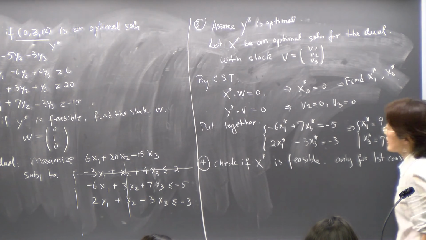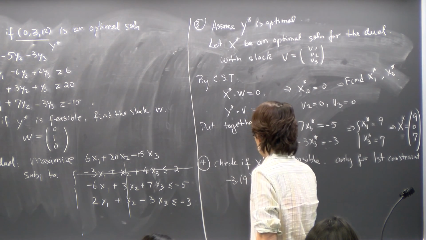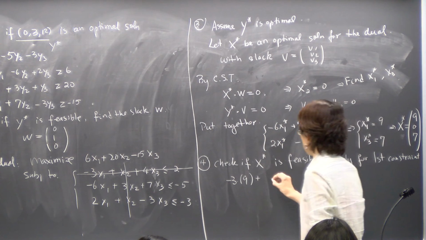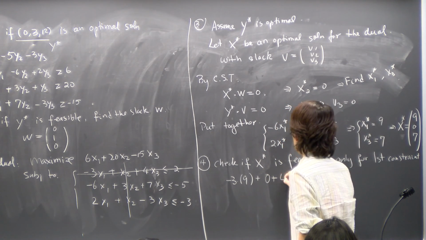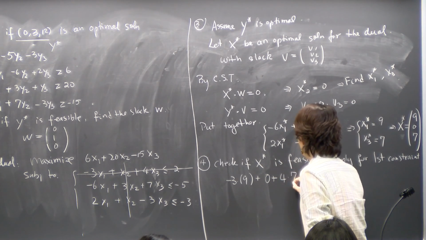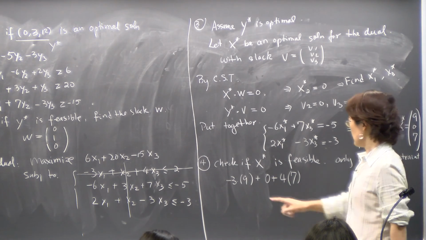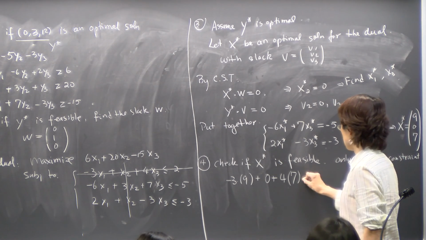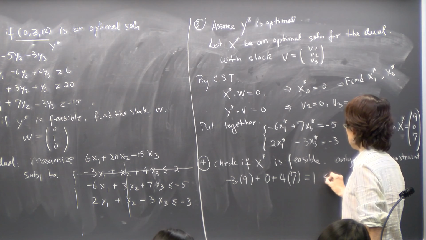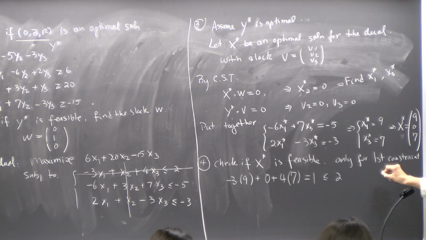So x1 is 9, so I have negative 3 times 9 plus x2 is 0 plus 4 times x3 is 7. What do I get? 27, 28 is 1. I need it to be less than 2. Is that okay? Yes. So what can you conclude?